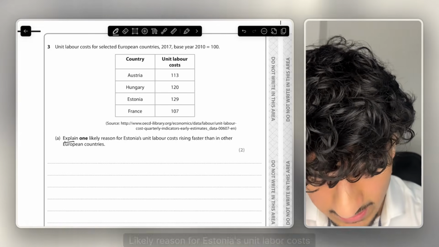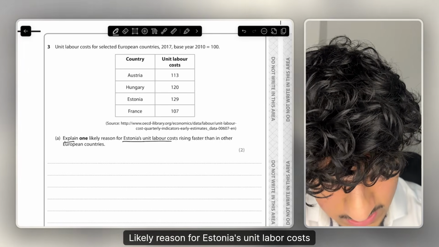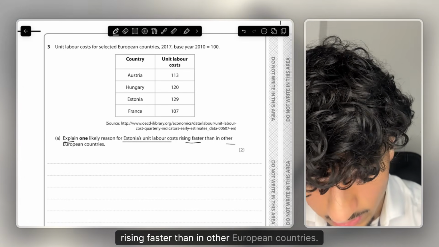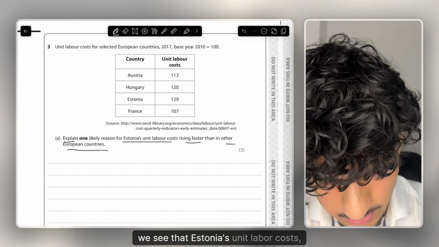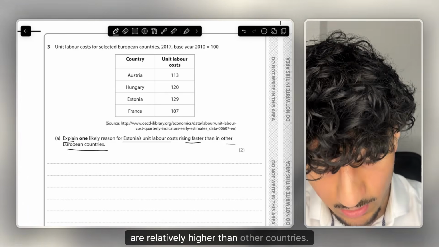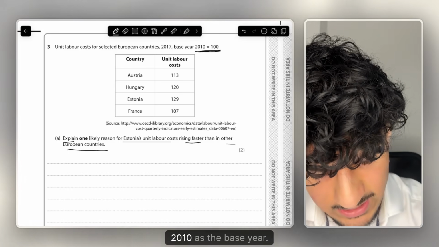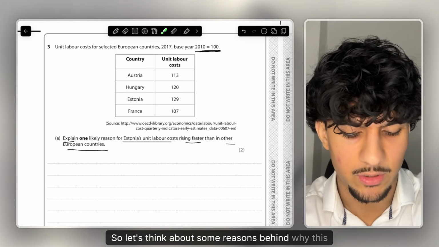Explain question. One likely reason for Estonia's unit labour costs rising faster than in other European countries. And then in the table we see that Estonia's unit labour costs are relatively higher than other countries, and it's using 2010 as the base year. So let's think about some reasons behind why this occurs.